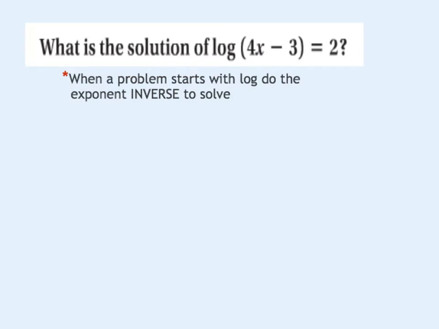So now what if you start with a log? How do you get rid of a log? You do the inverse, which would be an exponent. Now this kind of looks a little tricky, but I basically would be doing 10 raised to this whole thing. Why 10? Because when the base is not written, it has a base of 10. That means I do 10 raised to this whole thing, so these two will cancel each other out.